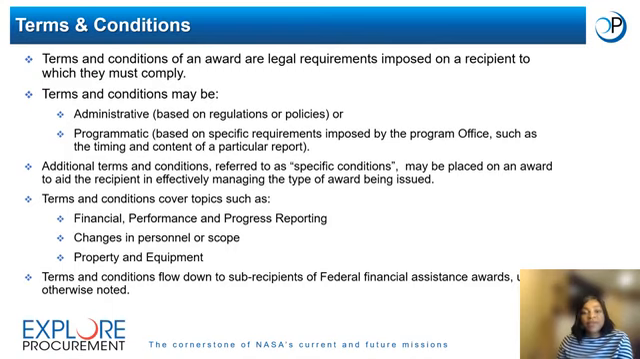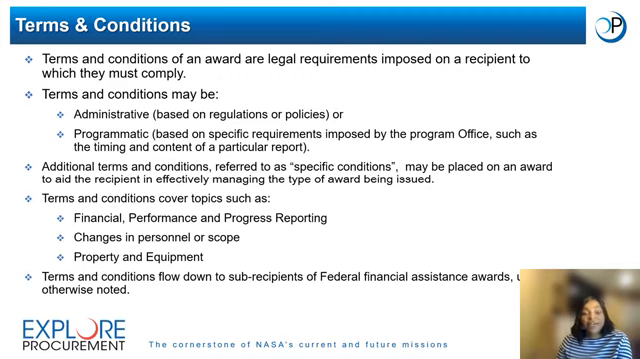Recipients must adhere to the terms and conditions upon receiving a NASA award. Failure to comply with the terms and conditions of an award can result in potential consequences, including the risk of losing funding or becoming ineligible for future awards. Terms and conditions may be administrative, based on regulations or policies, or programmatic, based on specific requirements imposed by the program office, such as the timing and content of a particular report. Additional terms and conditions, referred to as specific conditions, may be placed on an award to aid the recipient in effectively managing the type of award that is issued.